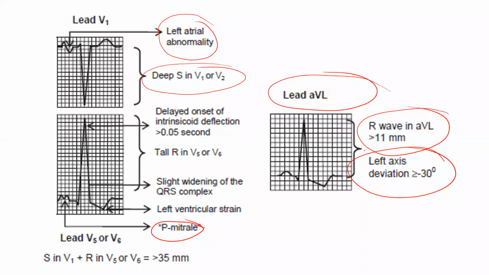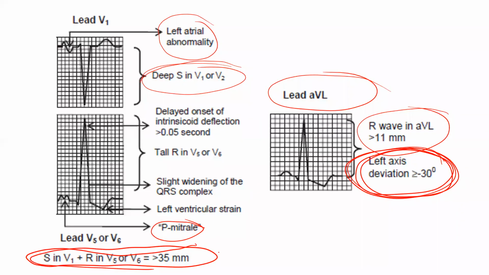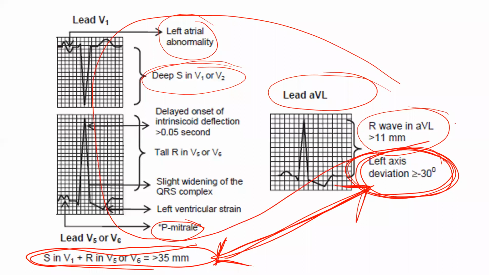So the main important ones are these. Left axis deviation is more important. This is more important. If these two are meeting, then you can definitely call it as LVH. Others are add-on things.